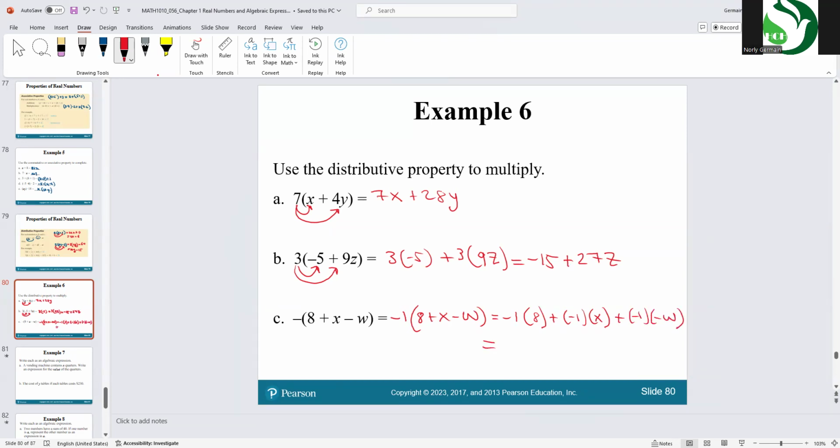When you distribute, -1 times 8 gives you -8. -1 times x gives you -x, because plus and minus give you minus. And 1x is x. And you see -1 times -w. Two negatives give you positive 1w, which we can just write as w. I know there are so many examples we could do that way, but let's enjoy this one for now.